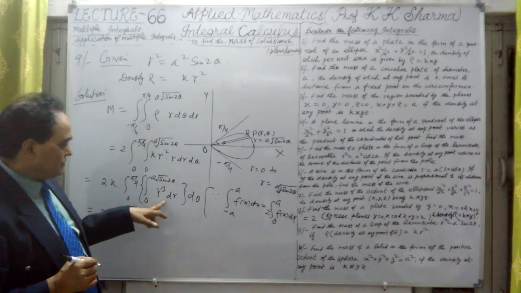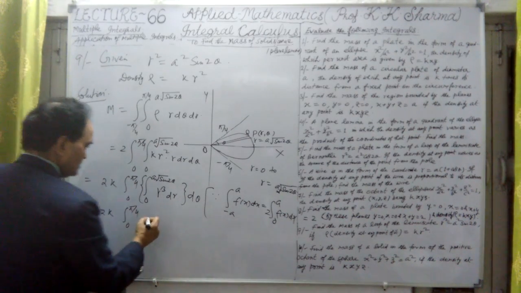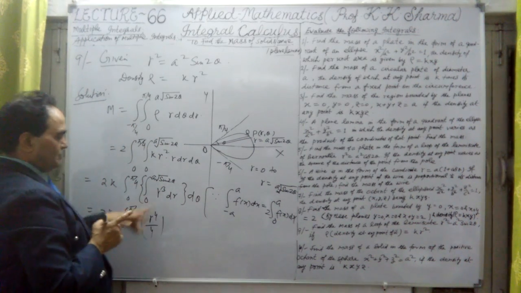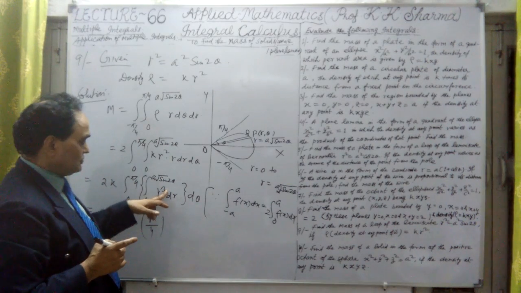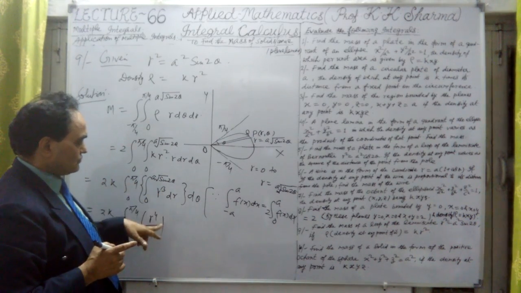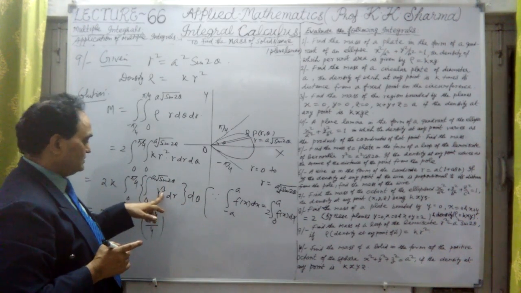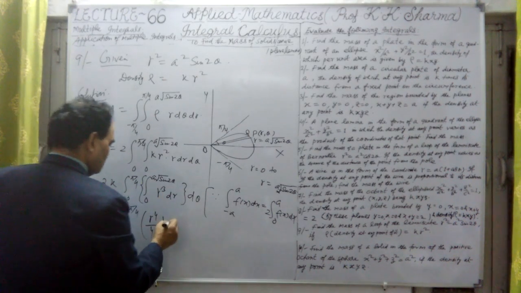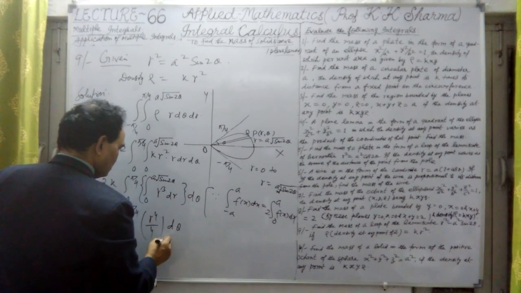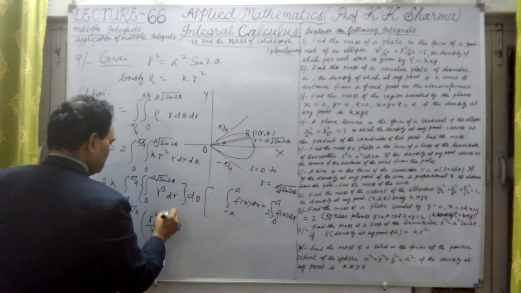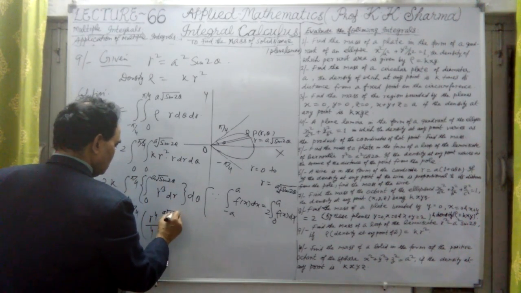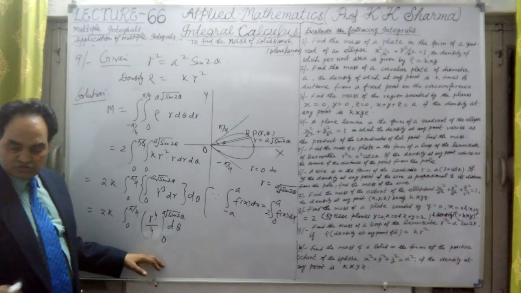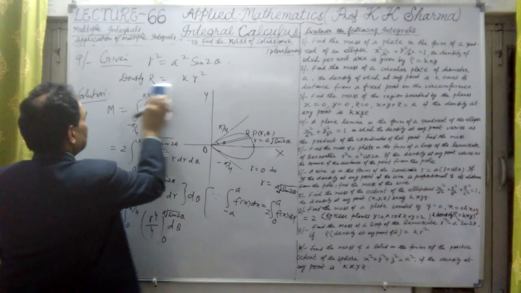Now integration of r cubed is r⁴ upon 4. In integration we always add 1 to the given index, so power 3 plus 1 gives 4, divided by the same additional power, 4, here, into dθ. The limits are 0 to a√(sin 2θ). Now let me put the limits in place of r and then solve it further.